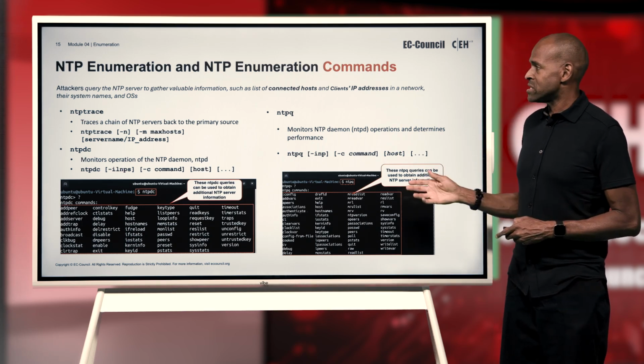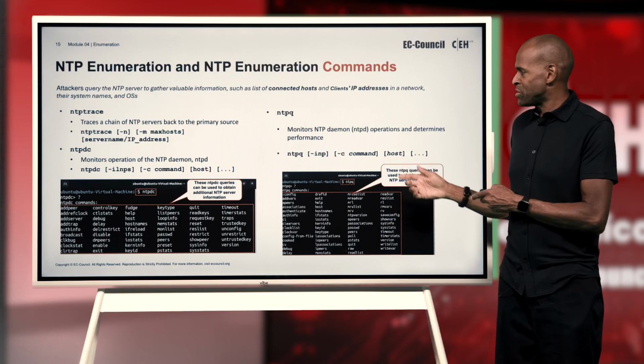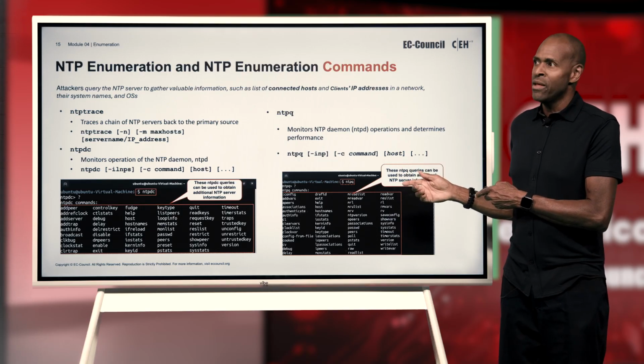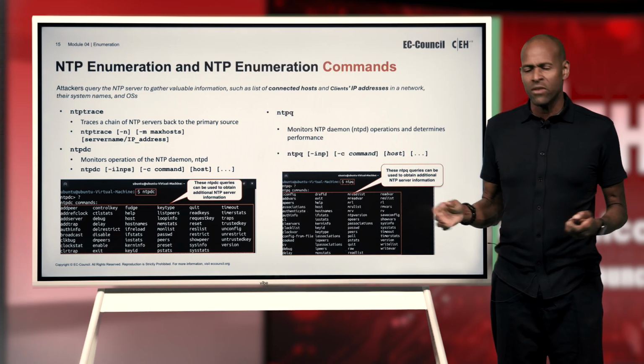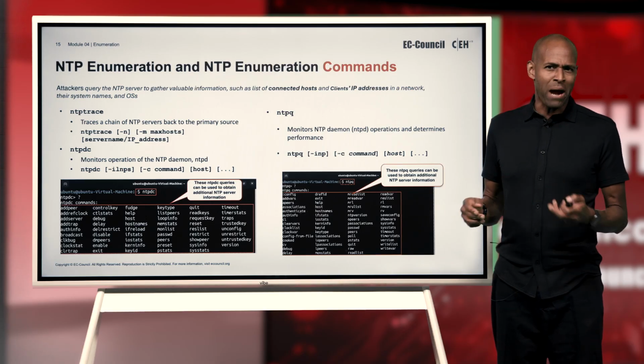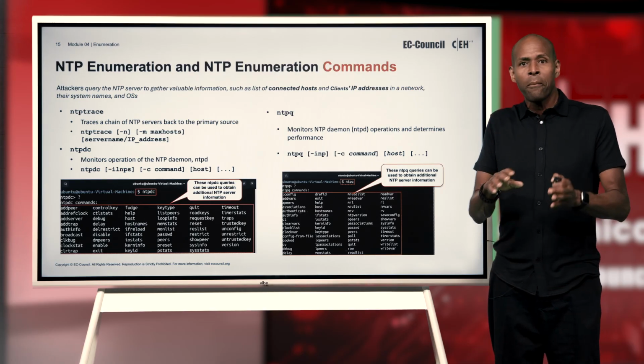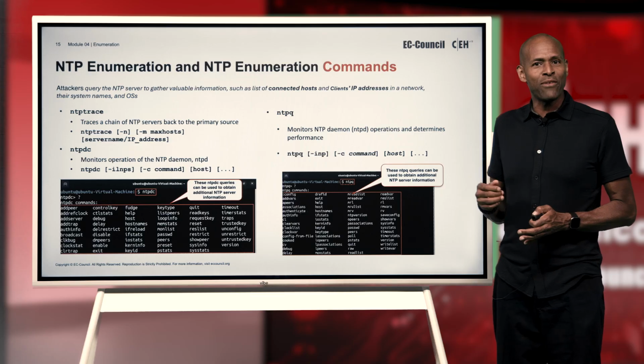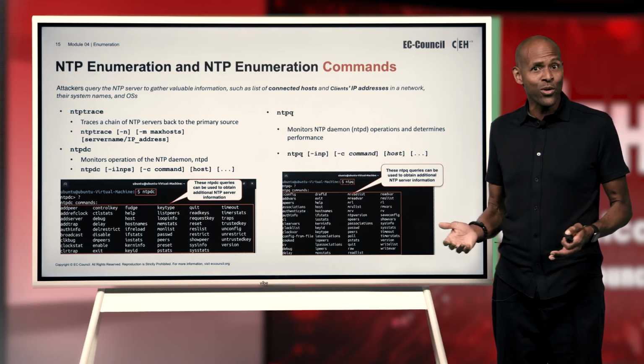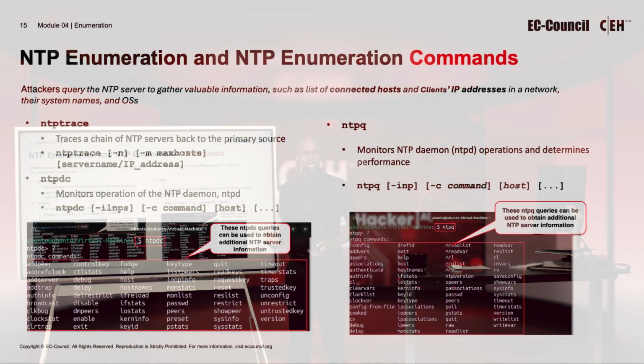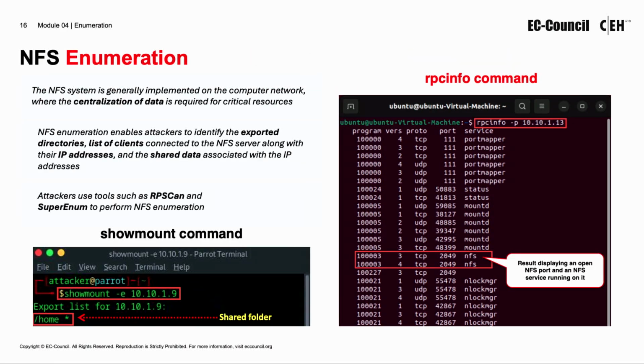So that's very nice. If I do ntptrace or ntpq, I'm going to get things like clock rate, skew, milliseconds, microseconds, all that kind of stuff. But buried within that, I'll get information about IP addresses and hosts on the network. I can pull information out with NTP. So let's go on to NFS.